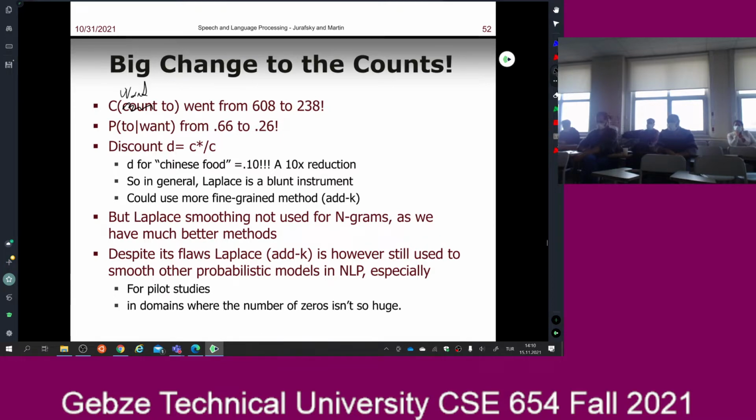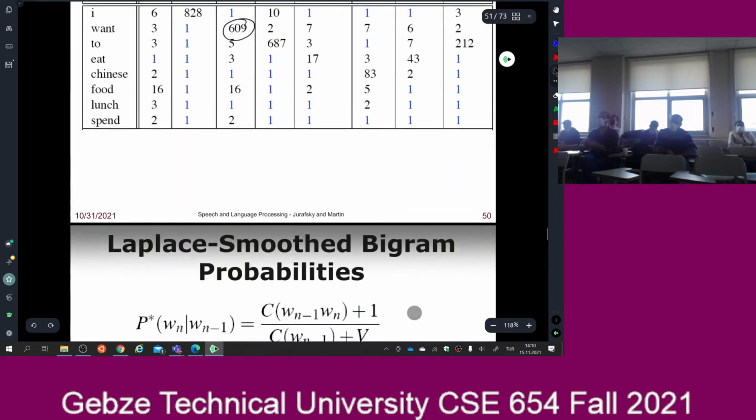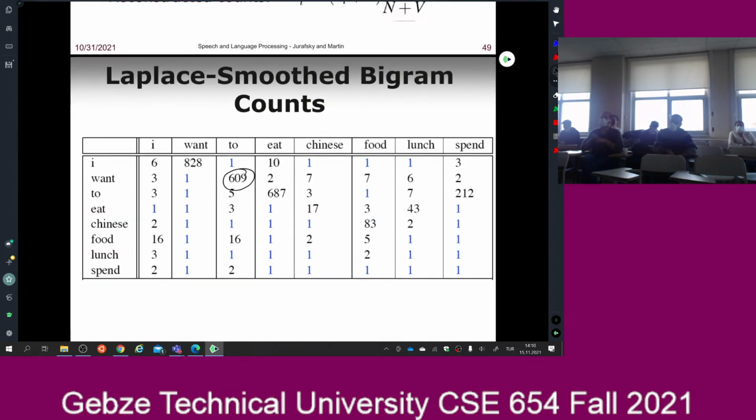So for pilot studies, and for cases where you have a lot of zeros in your tables, this is not usable. But if you don't have that many zeros in your table, then this is usable. Tell me why this is usable if you don't have that many zeros. Why? Because the relative change is not that much. Relatively speaking, the change wouldn't be that big.